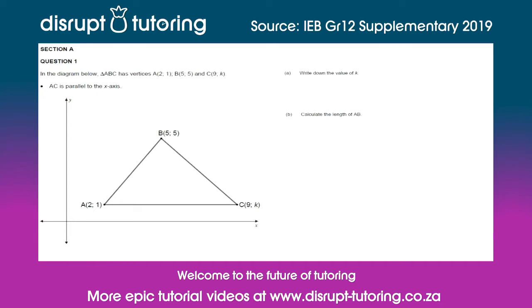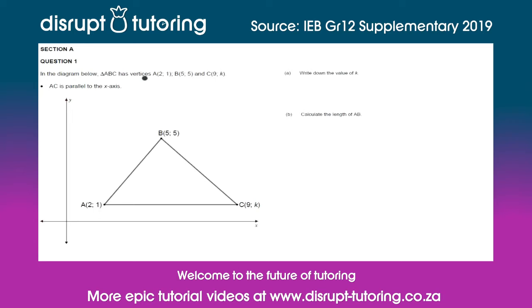Today we'll be doing an IEB Maths Paper 2 Matric level. It's a supplementary exam taken from March 2019. It's your usual Maths Paper 2, 3 hours long, 150 marks. There are 12 questions, and we'll start off here with question number 1.